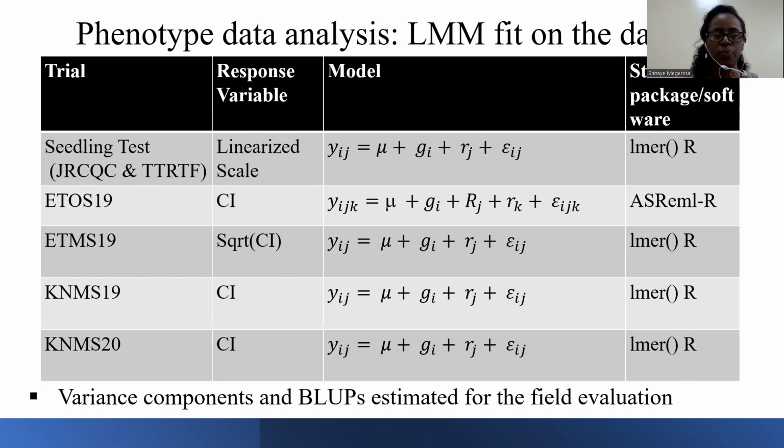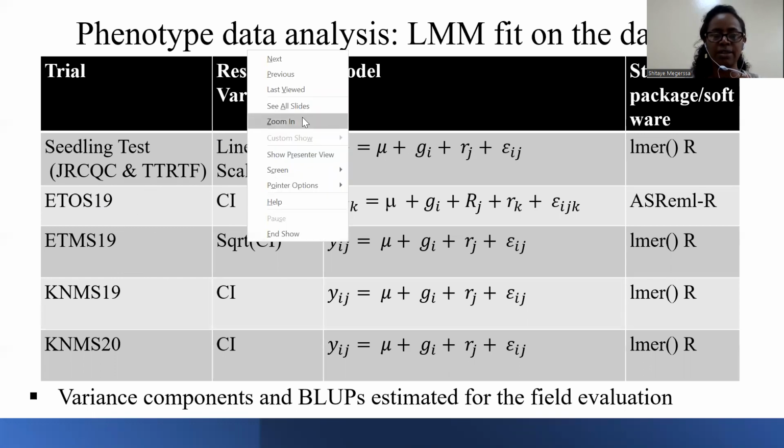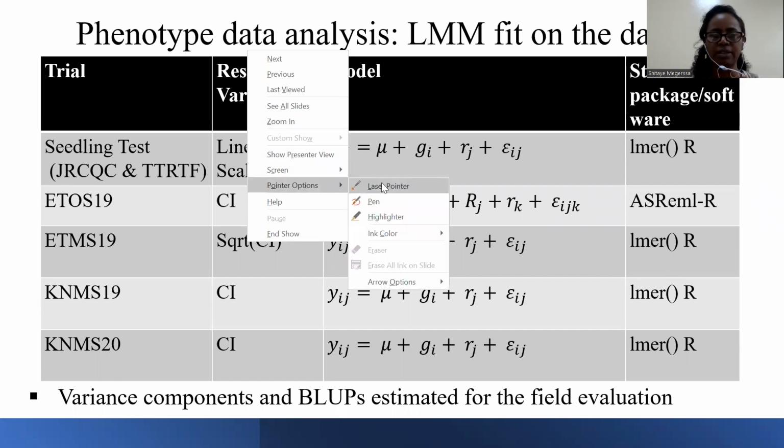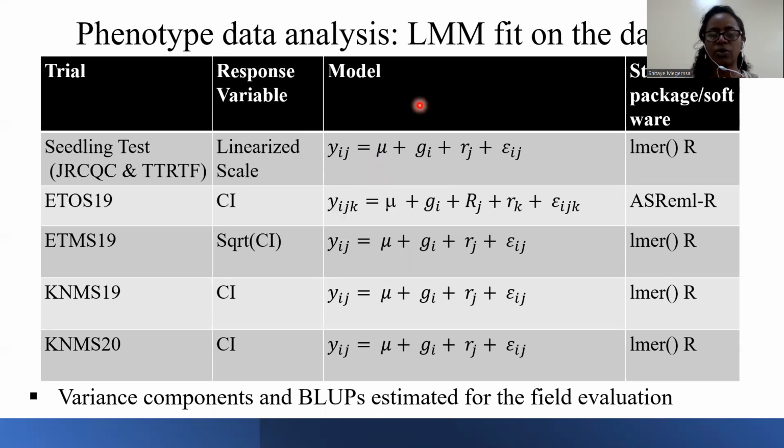In the case of the Ethiopia main season 19, we transformed the data to square root because of skewed distribution. We did this to meet the assumption of normality for the linear model. The 3 models look the same because we considered the genotype and the rep as random effects. For the second row, we added the row effect to the model because the fixed effect of the row was significant.